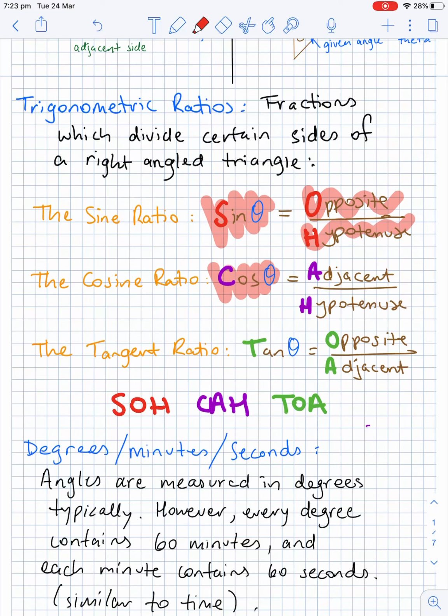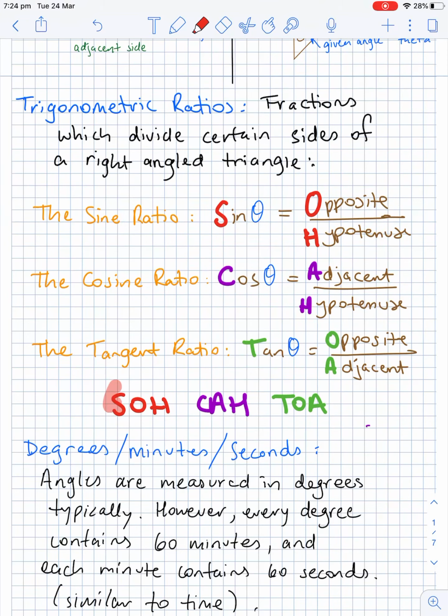Next is cos theta, which is cosine. That's equal to the adjacent divided by the hypotenuse. And then lastly, the tangent ratio, or just tan for short, and that's equal to the opposite divided by the adjacent. So each fraction has different sides to each one. You've got to kind of remember these.